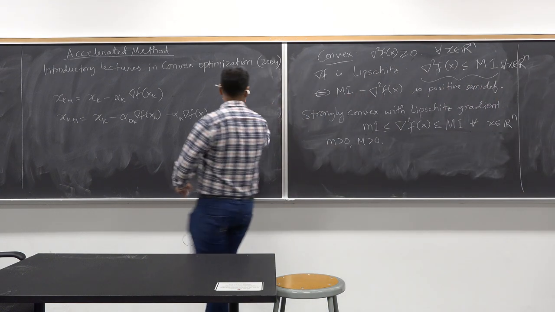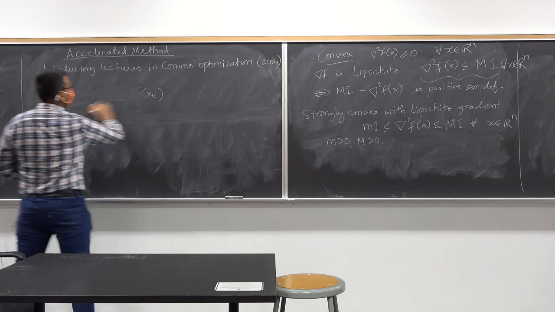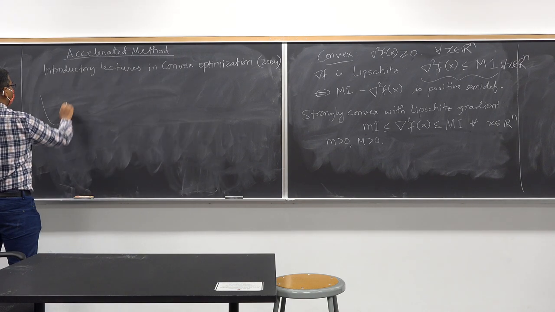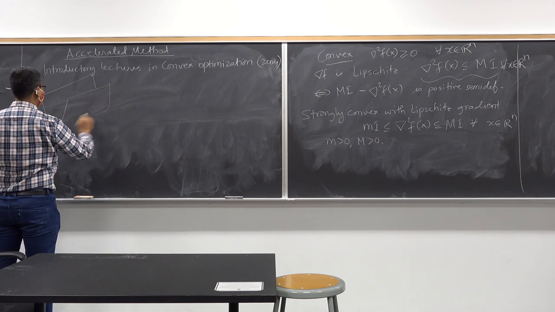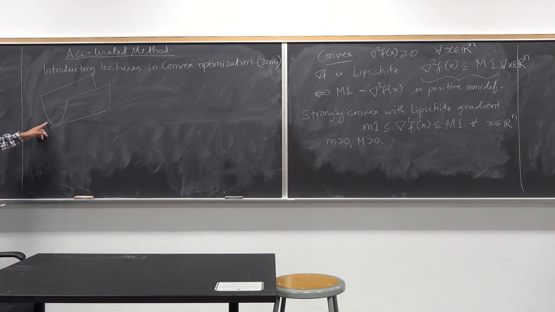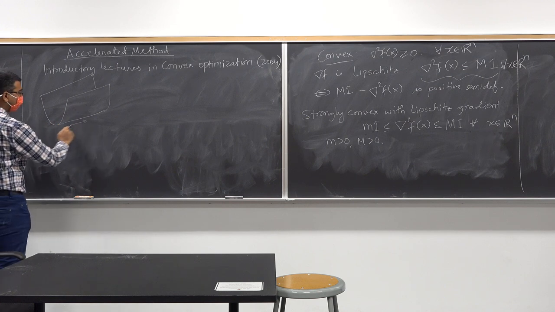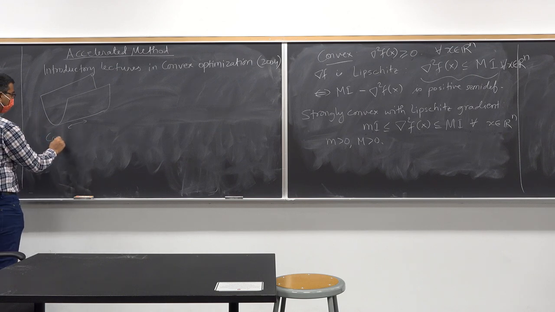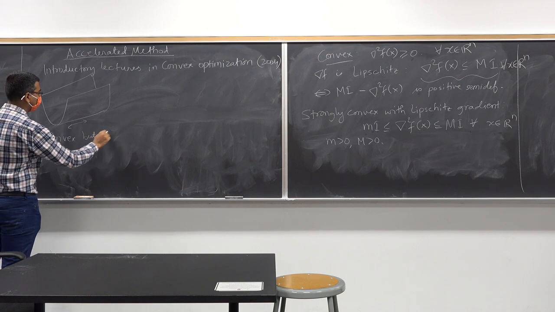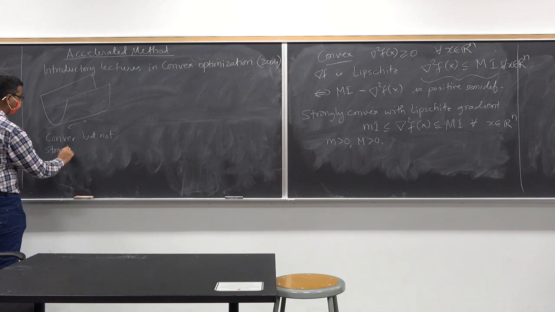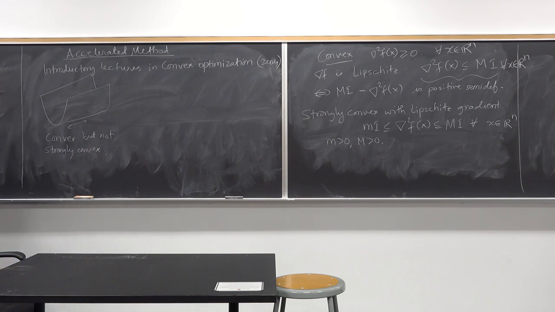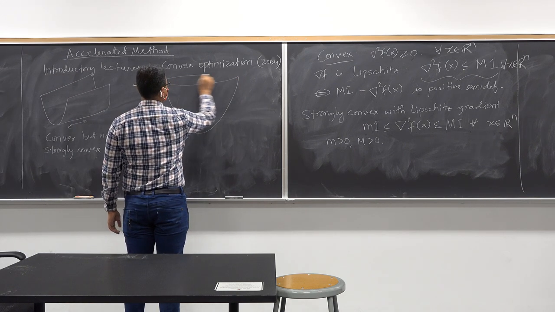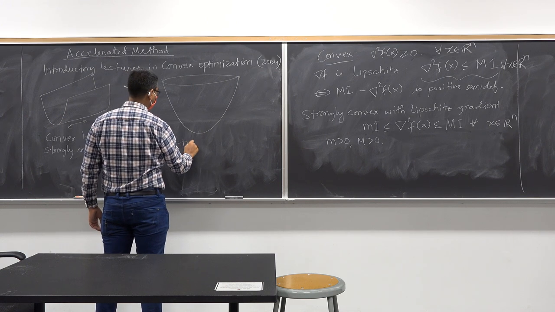Let me show you by picture, because I think it's an important distinction. This is a convex function, but not a strongly convex function, because along this direction, the second derivative has a zero eigenvalue. So it's a convex function, but not strongly convex. This is a strongly convex function.